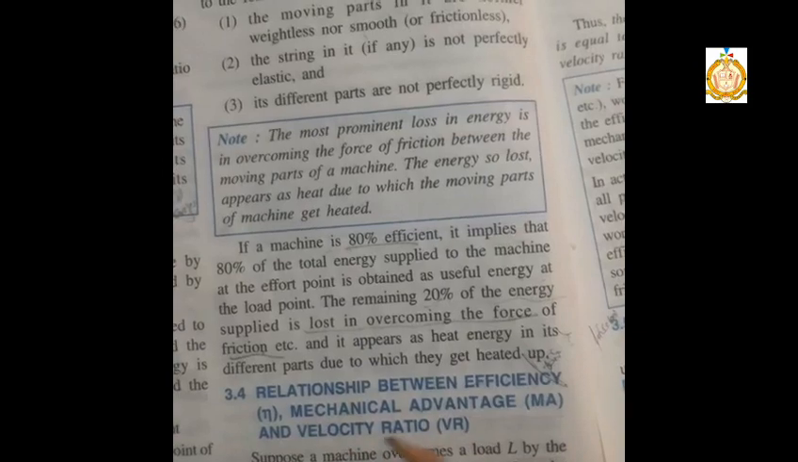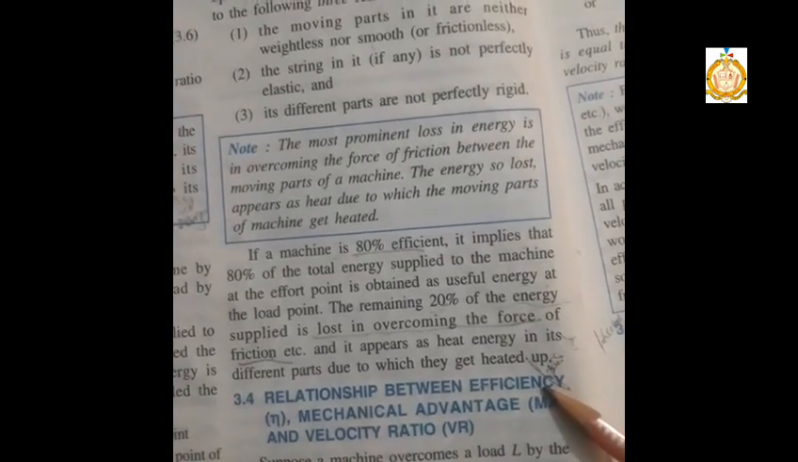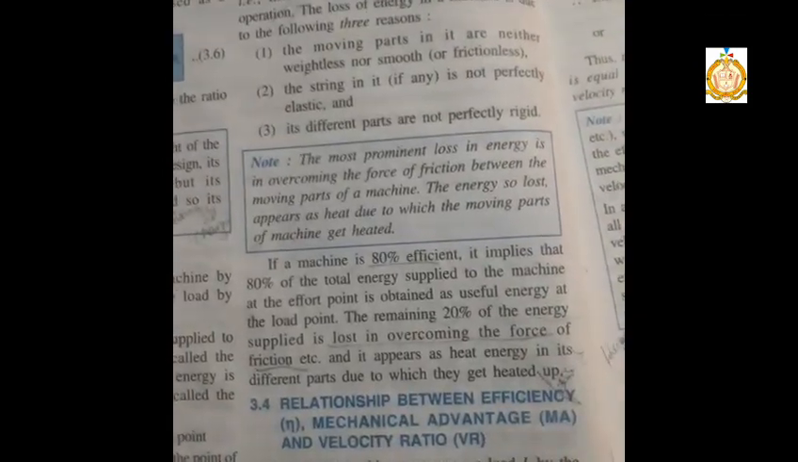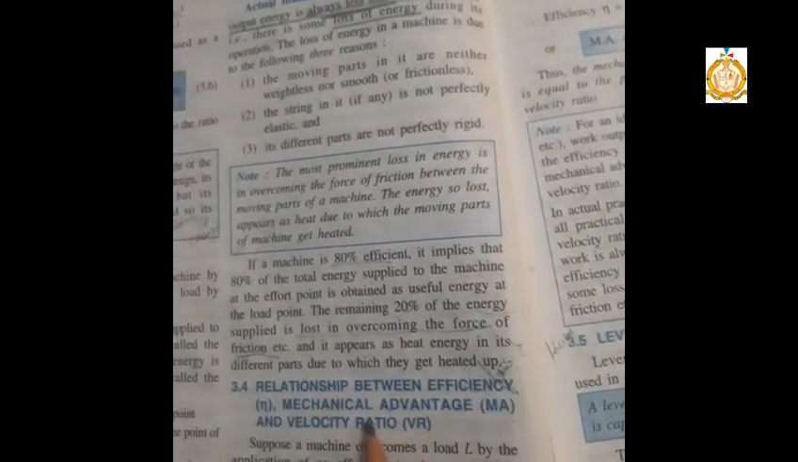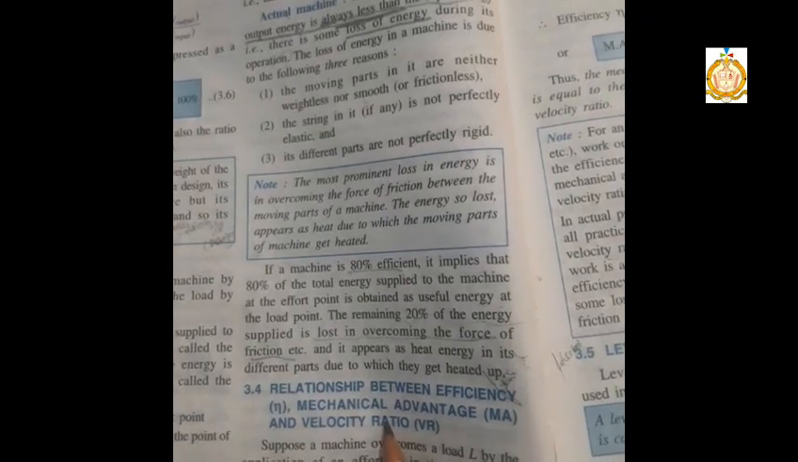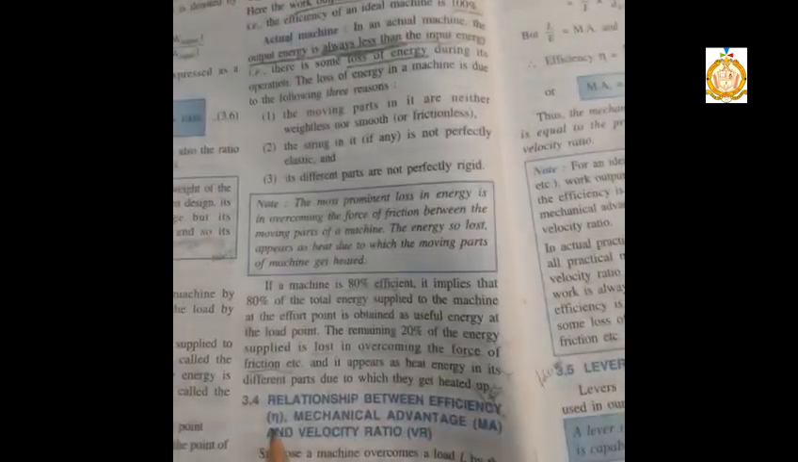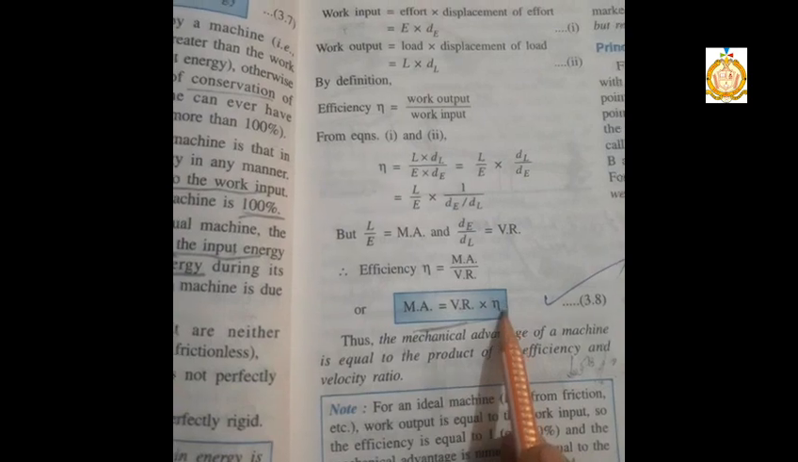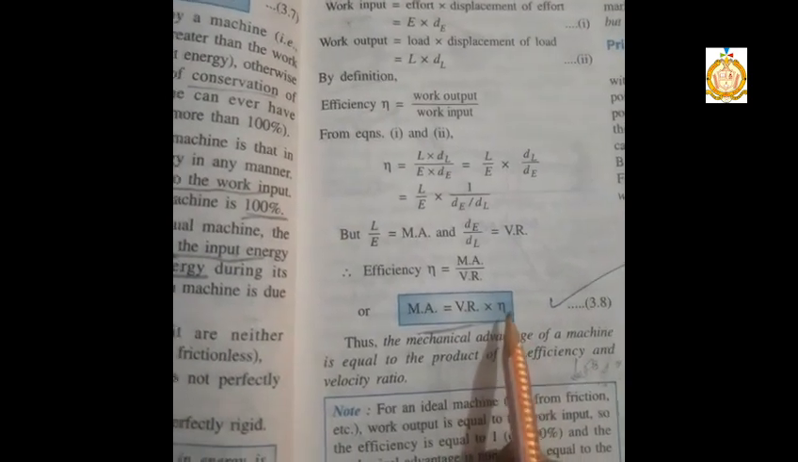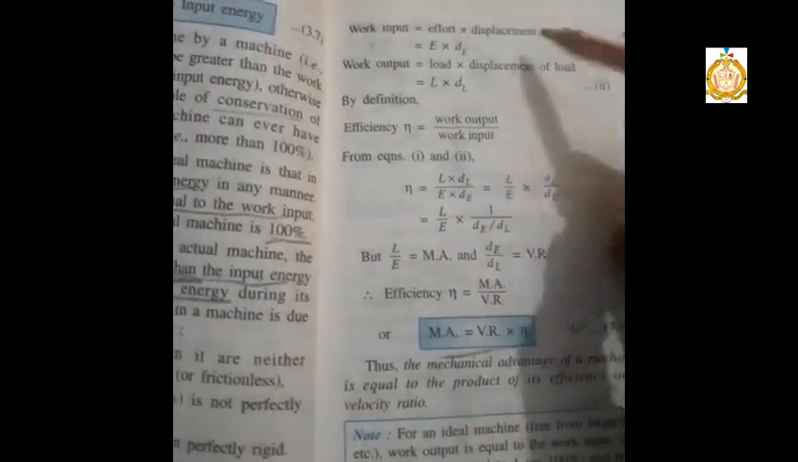सो रिलेशनशिप इज़ वेरी इंपॉर्टेंट, बिकॉज दिस रिलेशन वंस दे कैन आस्क: व्हाट इज द रिलेशनशिप बिटवीन द एफिशिएंसी, मैकेनिकल एडवांटेज एंड वेलोसिटी रेशियो ऑफ मशीन. सो दिस इज कॉल्ड एज ईटा, वी कैन से. You have to, if they can ask in 1 mark question, then you can write only this much: mechanical advantage is equal to velocity ratio into efficiency. This is efficiency. And if it is more than 1 mark, then you have to derive fully.